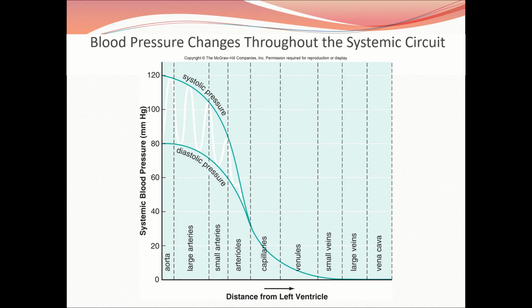This shows the blood pressure changes throughout the systemic circuit. You can see that it's the highest in the aorta, and as it moves through the large arteries, small arteries, arterioles, and capillaries, it decreases. Finally, by the time it gets to the capillary beds, the blood pressure and the blood flow are very slow. Then blood enters the veins and goes up the small veins, large veins, and vena cava. That's called venous return, and there are several factors that will affect this.